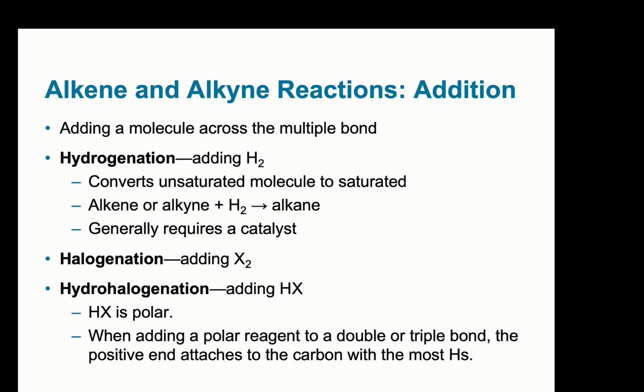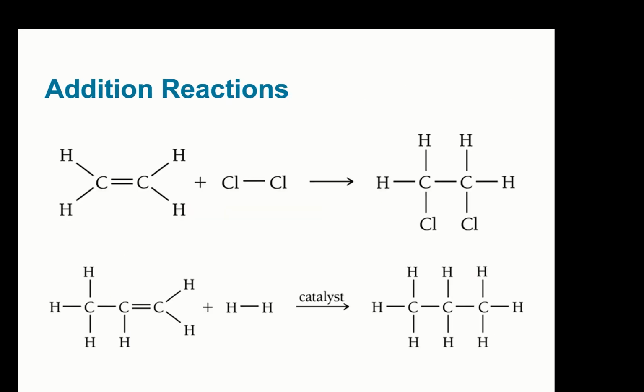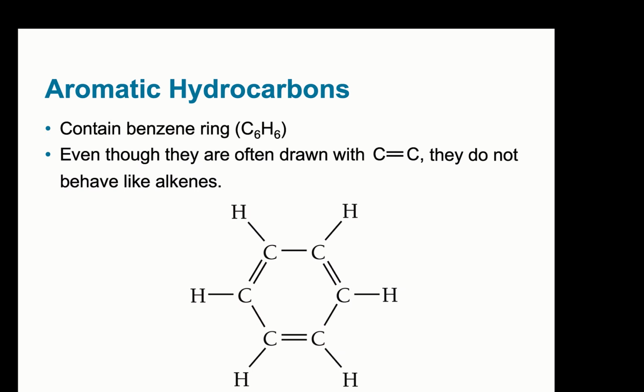And hydrohalogenation, so adding that. This is usually when you add it across a double or triple bond. Oh, we already mentioned halogenation, so hydrohalogenation. So that's adding one of the strong acids typically. So for instance, adding chlorine across ethylene here plus chlorine makes 1,2-dichloroethane. And then you have propene here with hydrogen, usually over a platinum palladium catalyst, you get propane.